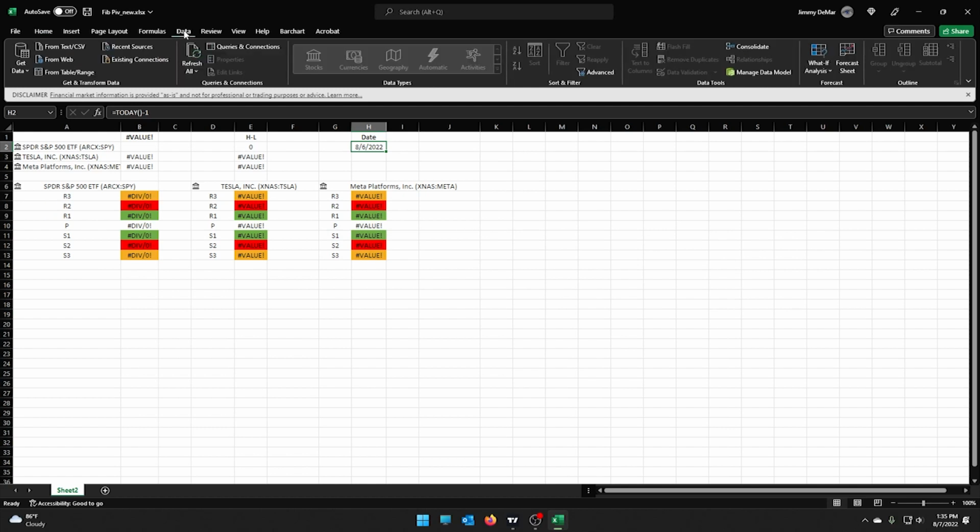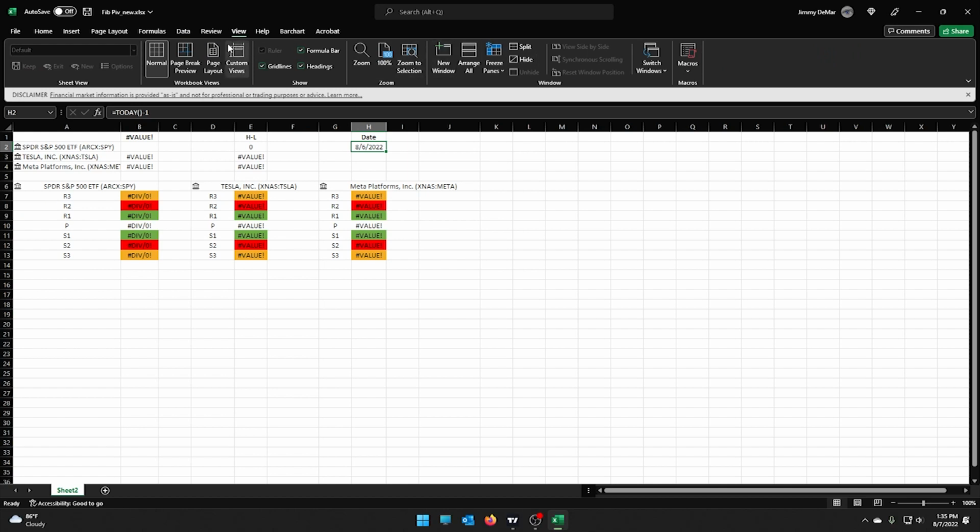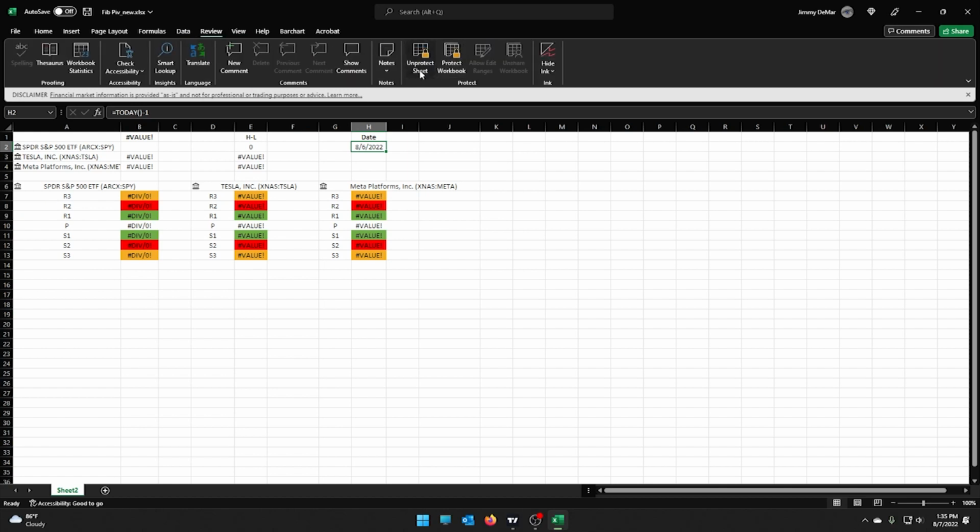Let's see here. Data. I don't remember where it's at in here. Unprotect sheet. Okay. I believe if I change this to the 5th, today minus 2. There. So here you can see the high for SPY on Friday was 414.15. The low, the close, and the difference between the high and the low, $4.55.